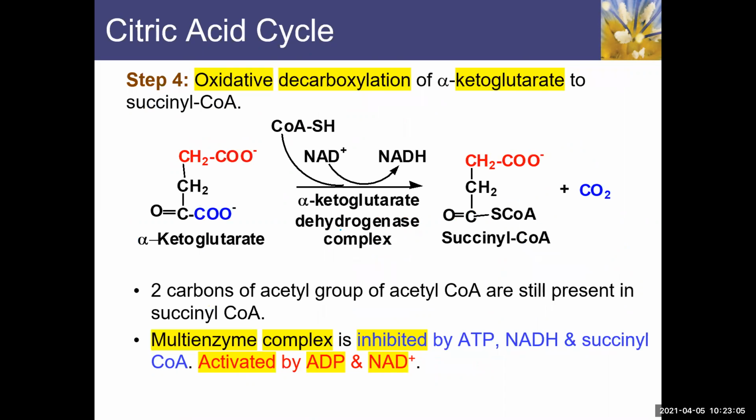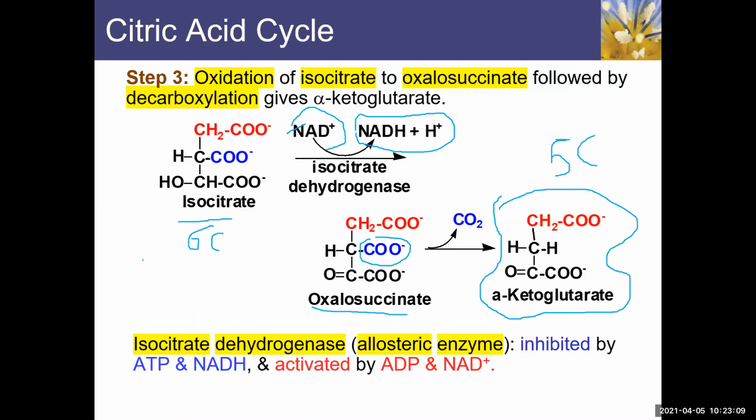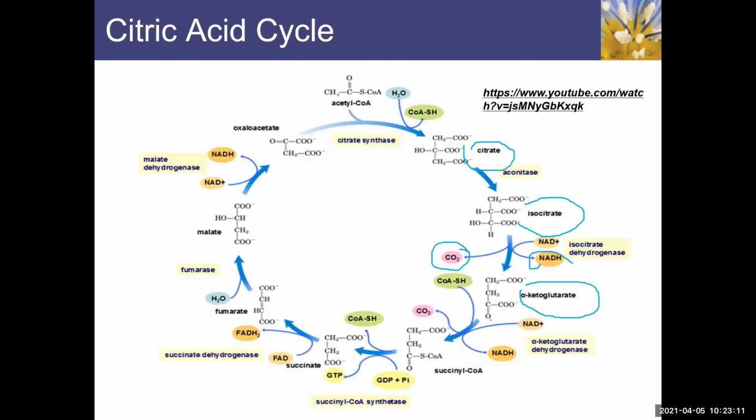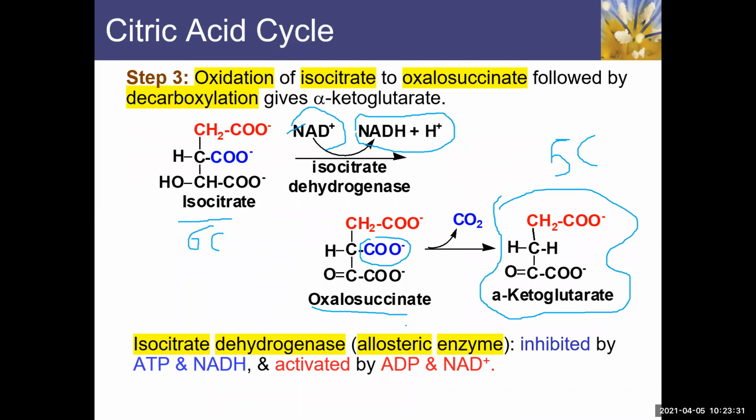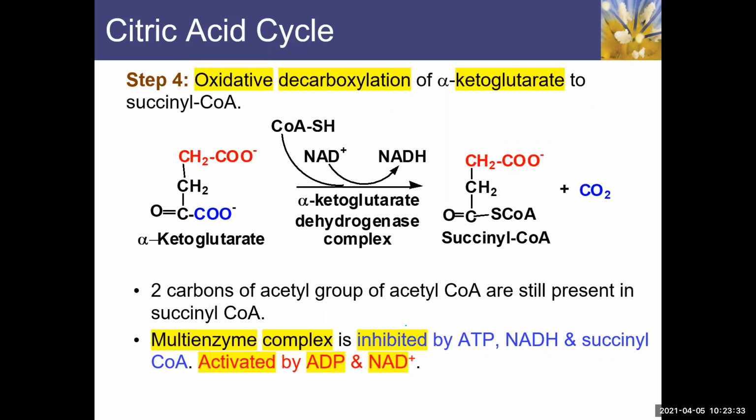Then comes step 4. If you remember, if you go back to the cycle, what happened in step 4? The alpha ketoglutarate was converted into succinyl-CoA, right? One more carbon dioxide was removed, and we also produced NADH. Let's go to step 4 here.